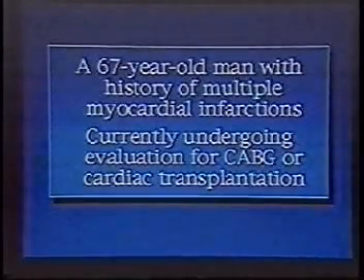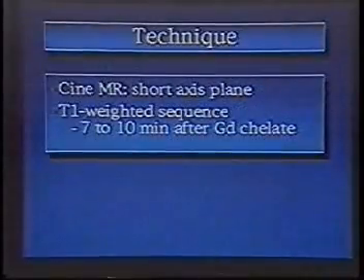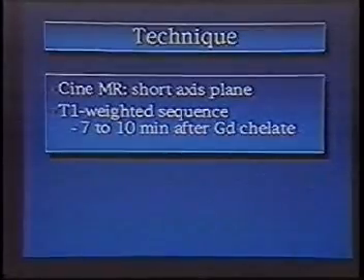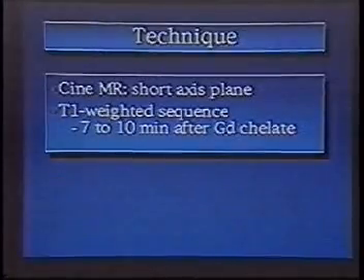And he's currently undergoing evaluation for CABG or cardiac transplant. So multiple myocardial infarctions. So what do we do? We do short axis cine, and then we did a T1 weighted sequence after gadolinium. This is called viability imaging, in which case what we do is combine the wall motion, which is the cine, with the delayed, meaning 7 to 10 minutes later, the viability imaging, delayed contrast enhancement.